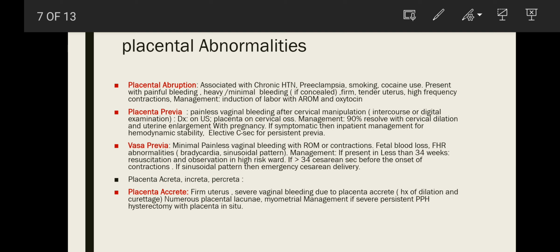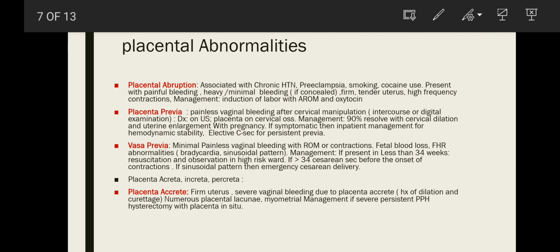Next one is uterine abnormalities. So in conditions like prior cesarean scar or myomectomy scar, there is an increased chance of uterine rupture. It presents with sudden severe abdominal pain and heavy bleeding, and fetal station is lost. In uterine rupture, fetal station is lost. And fetal parts are palpable on per abdominal examination, not per vaginally. On vaginal examination, no fetal parts are palpable, but on per abdominal examination, fetal parts are palpable.